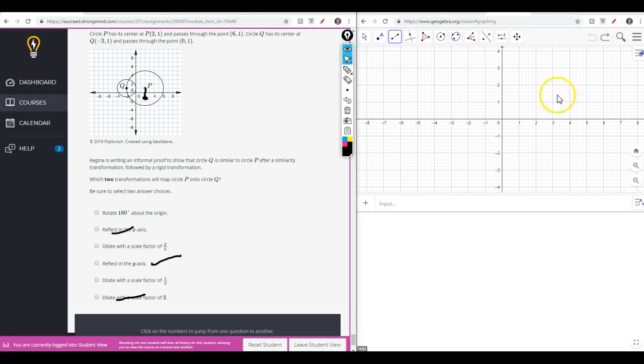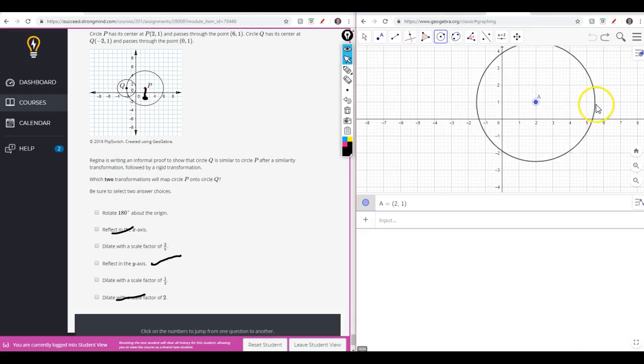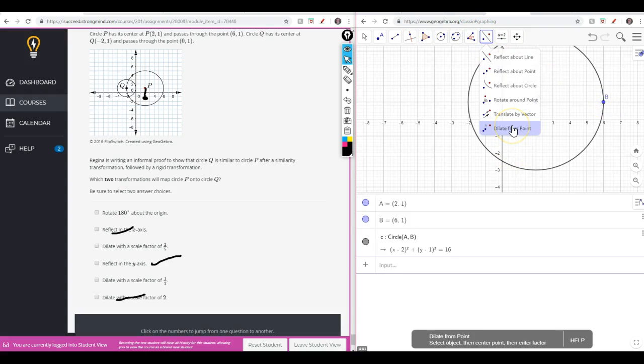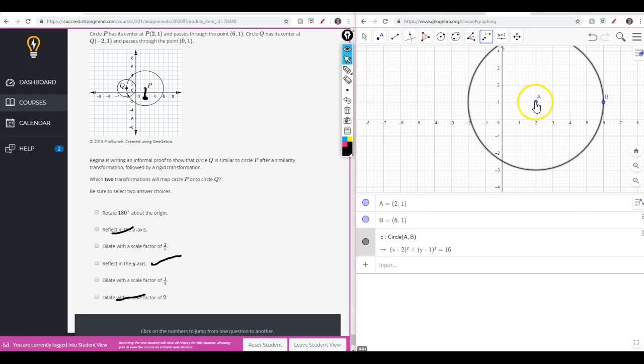I'm going to use this to check it really fast. So circle with a center through point. We have point P at (2,1) and it passes through point (6,1). So I'm going to click on (2,1) and (6,1). And then I'm going to select the dilate from a point. It says select object, then center point, then enter factor. So object, center point, the factor is 2/5.